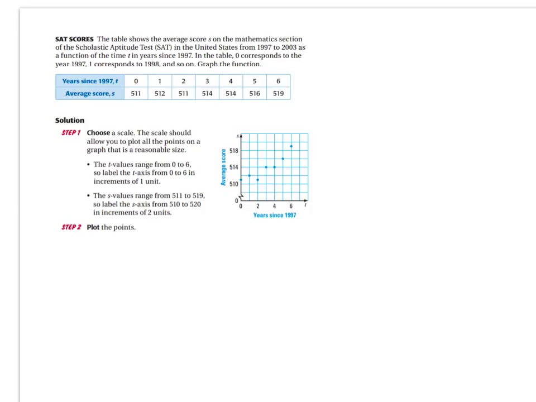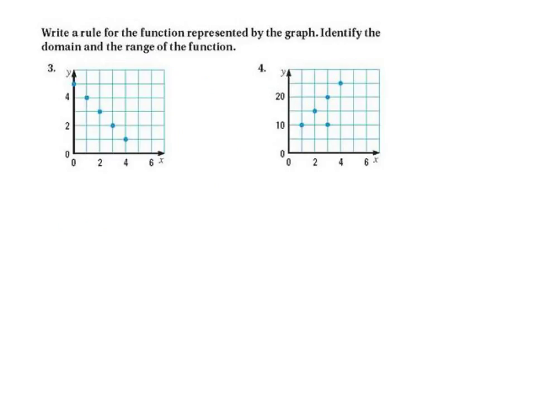Alright. So let's look at another example. It says, write a rule for the function represented by the graph. Identify the domain and range of the function. Okay, so let's do domain first. Domain is 1, 2, 3, 4. Because look, oh, I missed one. Gotta have 0. So we have 0. We're looking at the x values. 0, 1, 2, 3, 4. Now let's look at the y values. We have 1, 2, 3, 4, 5. So those are the range.